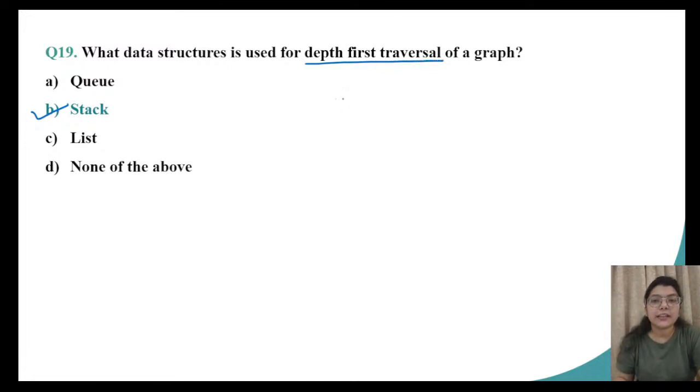I am telling you again and again. BFS, that is breadth first search, will always use Q. You have to remember this, okay? And DFS, that is depth first search, will always use stack.